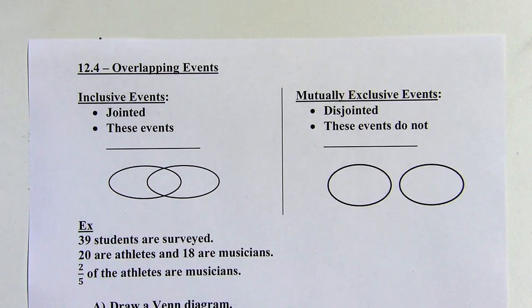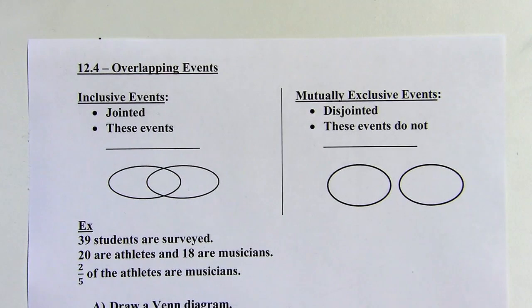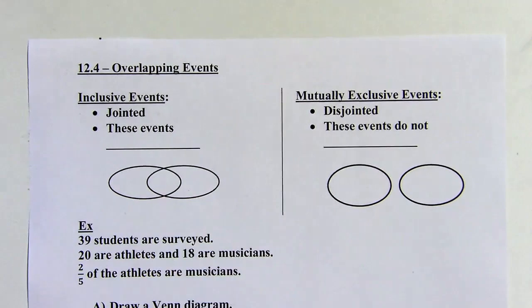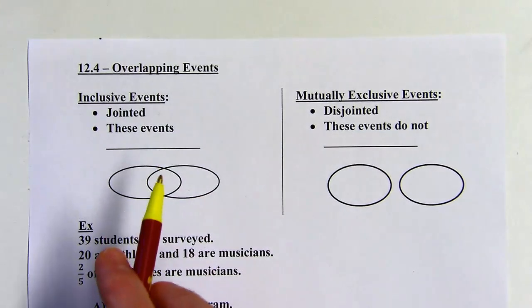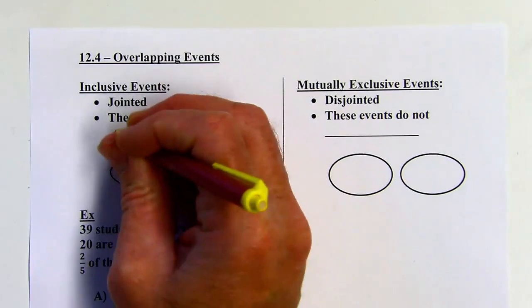Here's 12.4, overlapping events. I'm going to be looking at overlapping events through the lens of Venn diagrams. There are these diagrams with the circles. So we've got inclusive events. These are also called jointed. These events overlap.